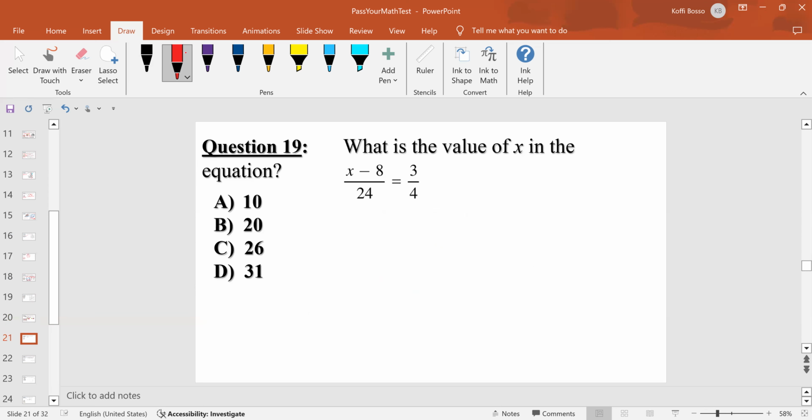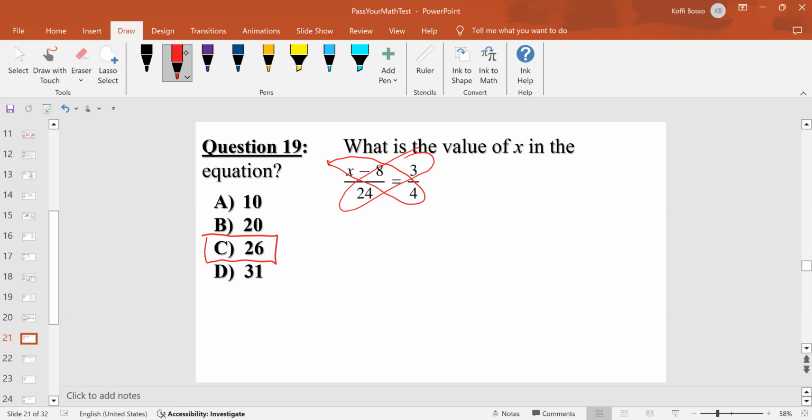Question 19. Okay, question 19, I can tell you right away that the correct choice here is C, 26. So how to solve it? We have a two fraction here, so this is like a proportion. We're going to solve for x, we're going to cross multiply. Yes, every time you have a proportion, that's the way you solve for the unknown.